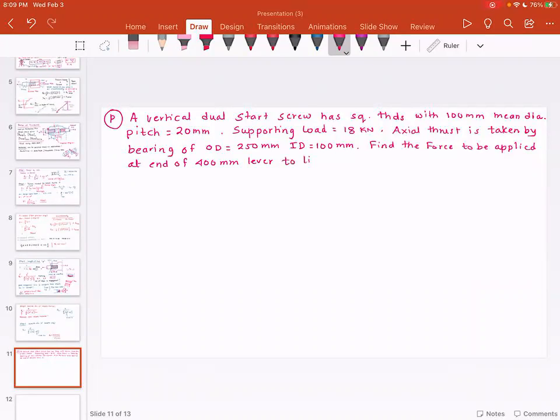To lift the load. And the coefficient of friction, which is mu, is equal to 0.15, and coefficient of friction for the collar bearing, so this is for the screw, so screw friction, and coefficient of friction for the collar bearing is 0.2. This is bearing friction.